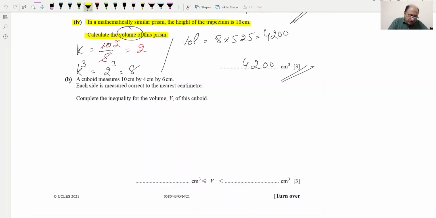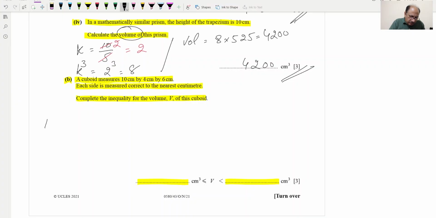Now B part, a cuboid measures 10 centimeter by 4 and 6. Each side is measured correct to the nearest centimeter. So this is a lower bound, upper bound question. Complete the inequality of the volume. We require the minimum side and the maximum side, which we need to fill in the blank. So we will be writing the lower and upper bounds.